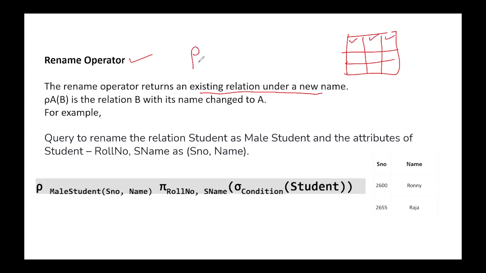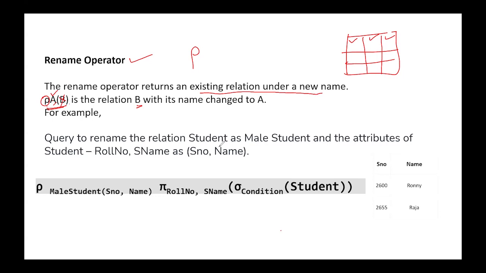So we will use the symbol rho. Okay, so see here, rho A of B is a relation B with its name changed to A. So after rho, whatever I write will become the new name, and this is my old name. This will go and I will get a new name. Okay, so see the example here.